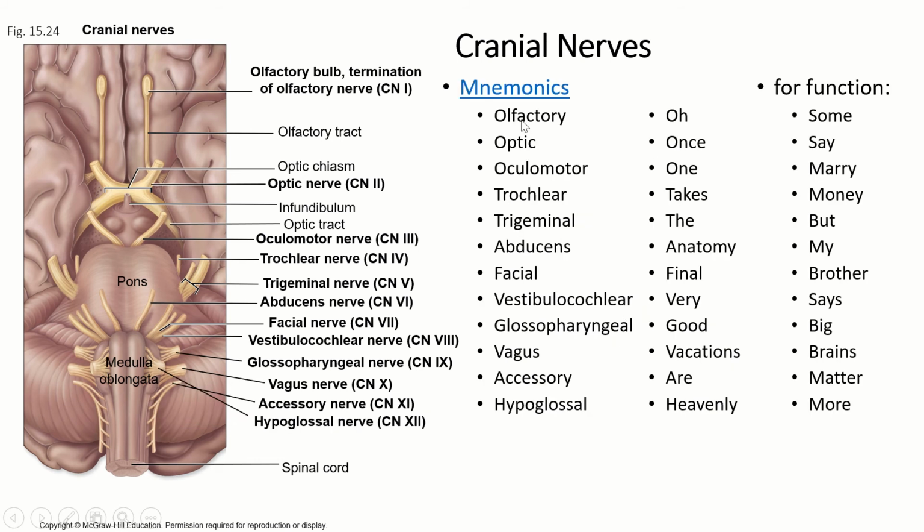All right, so here's the mnemonic that I learned that helps me, and it is, oh, once one takes the anatomy final, very good, vacations are heavenly. Nice, right? So that's for the names of the nerves, and then for the function, we have S for sensory only, M for motor only, and B for both. So you can say, some say merry money, but my brother says big brains matter more. If you want to substitute something else for brains, feel free, just make sure it starts with a B.